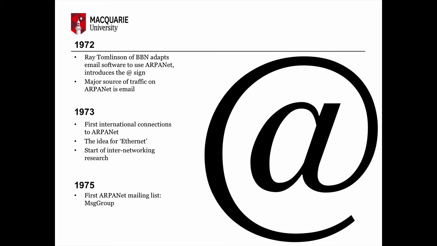In 1975, again on the theme of email, the first mailing list called Message Group was set up, where you could send an email and it would actually go to a number of different recipients. So that was 1975.